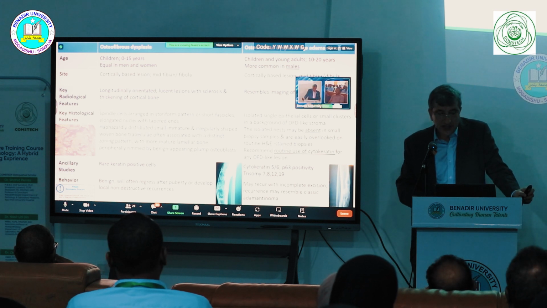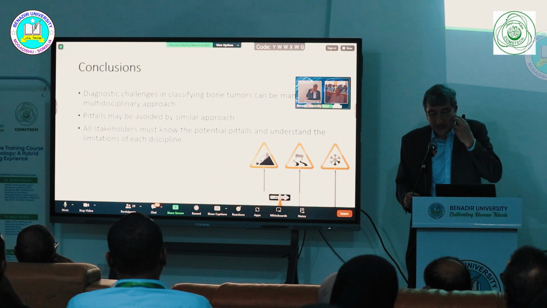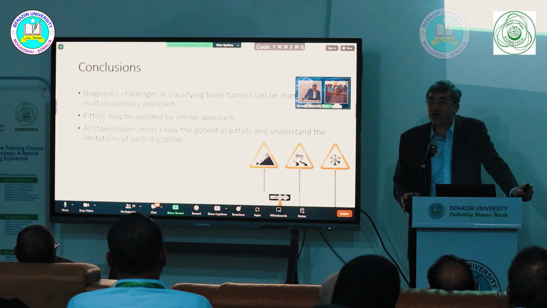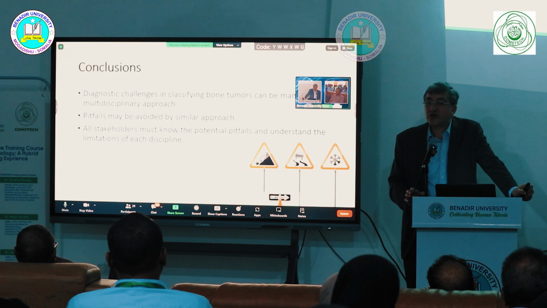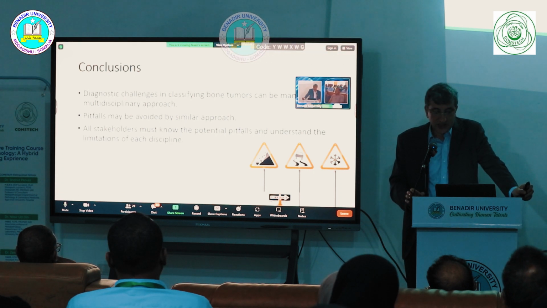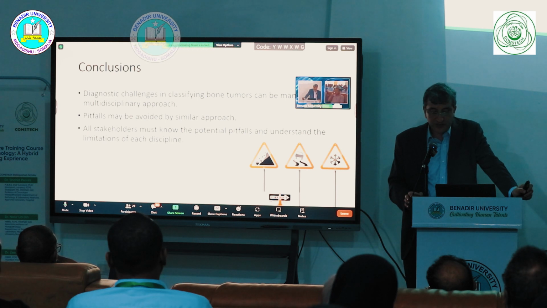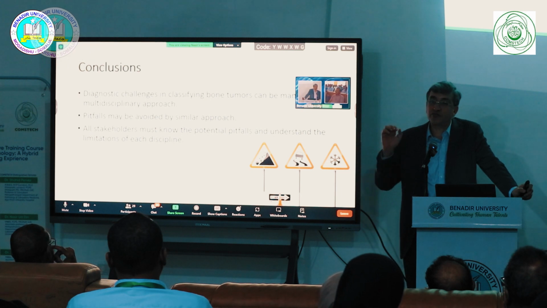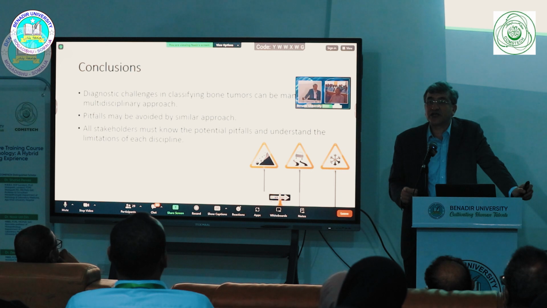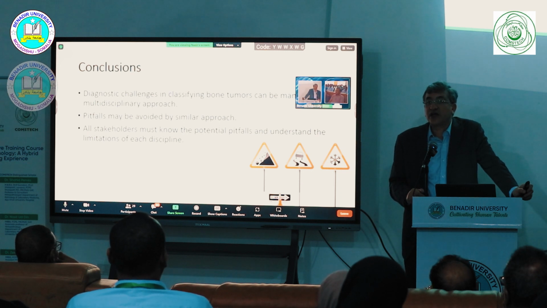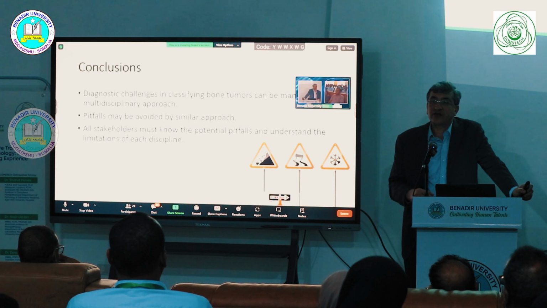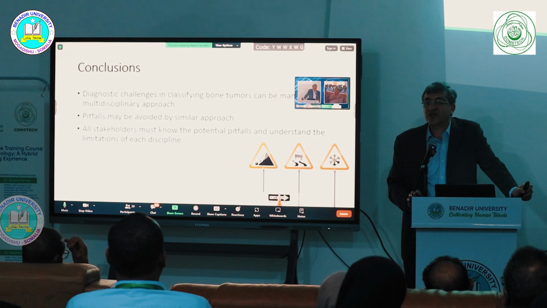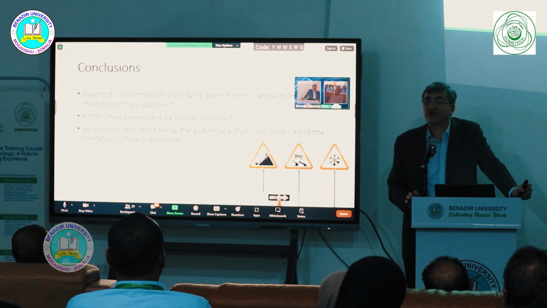So the last slide: diagnostic challenges in classifying bone tumors can be managed by a multidisciplinary approach. Pitfalls may be avoided by a similar multidisciplinary approach. All stakeholders, radiologists and orthopedic surgeons, must know the potential pitfalls and understand the limitations of each discipline, because our colleagues push us to diagnose something we are not comfortable with, and when something goes wrong, the blame is on us. So with a multidisciplinary approach, we can avoid pitfalls in classifying bone tumors.